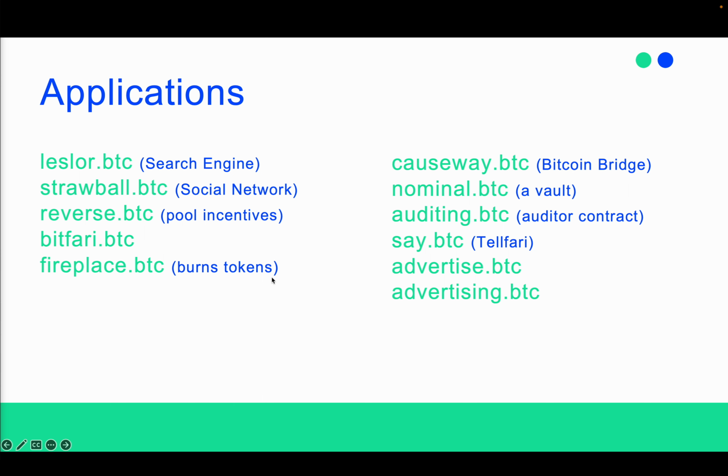Fireplace.btc is a facility for burning tokens. We have another network that is a Bitcoin bridge. This one is the vault for nominal valuation of the tokens. This is the vault for auditing. This is the Telfari contract, and these two are for agencies. So a lot of networks. You could think of a network as well as an application for Bitfari. And this is how we simplify the system. You break it up in pieces, you attack each piece, and then you ship every piece, and that increases the security, the modularity, the hot swappability, and it also increases the ease of use.